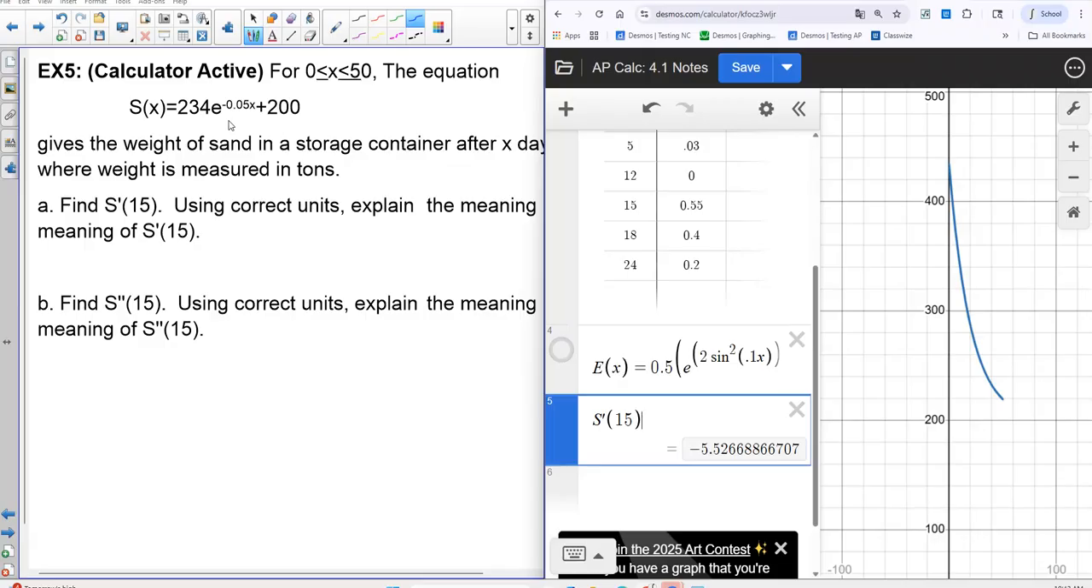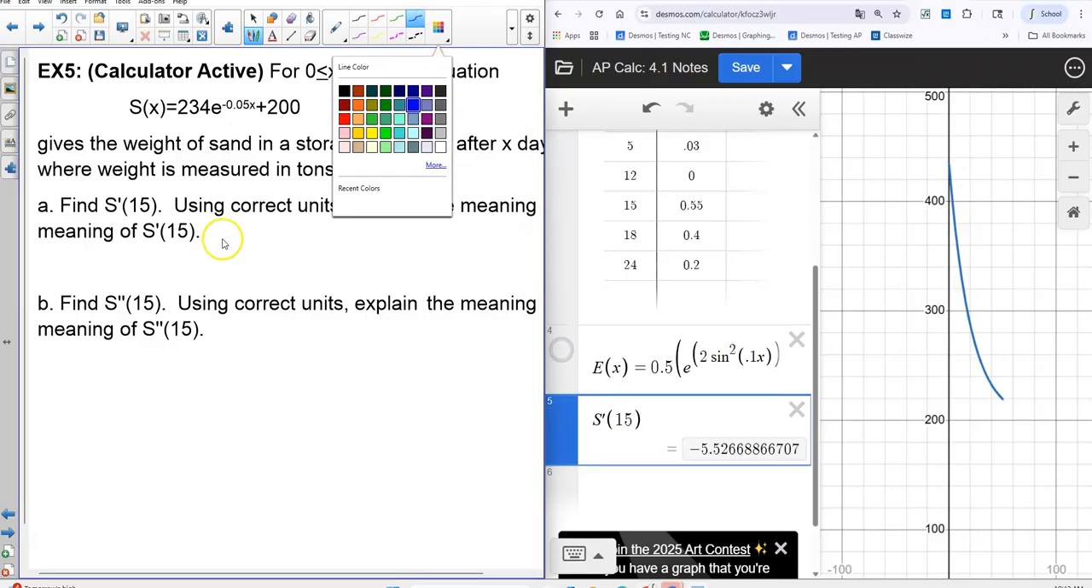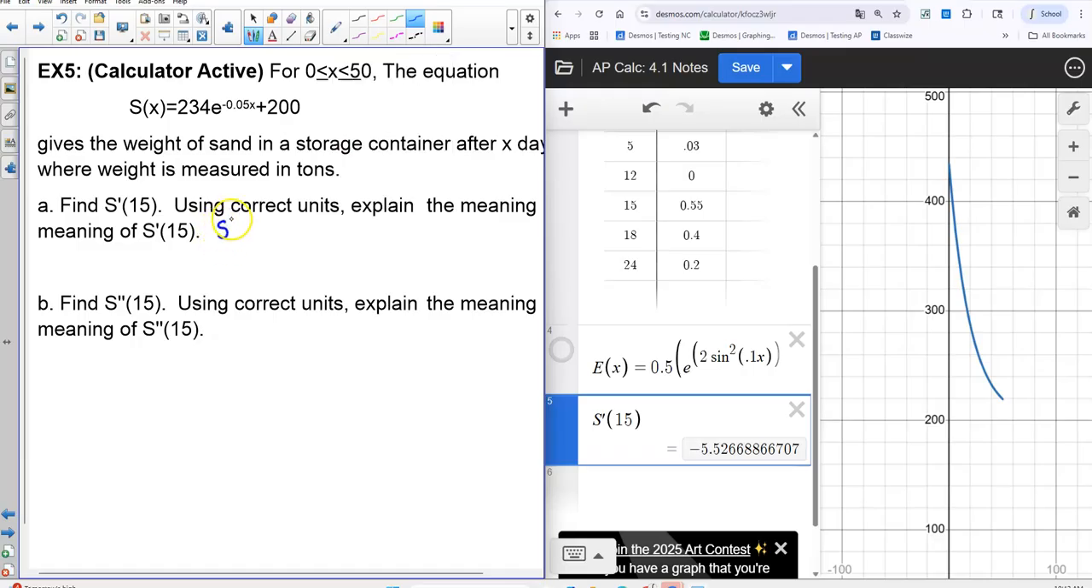For something like this, I like to say S prime of 15 equals, I like to state it alone and then talk about it, just so it's there in both places, because sometimes you can word it in such a confusing way they may not even give you credit for getting the right number. If you do this, it takes care of that, because usually you're going to get a point for the number and a point for the explanation. So, negative 5.527.